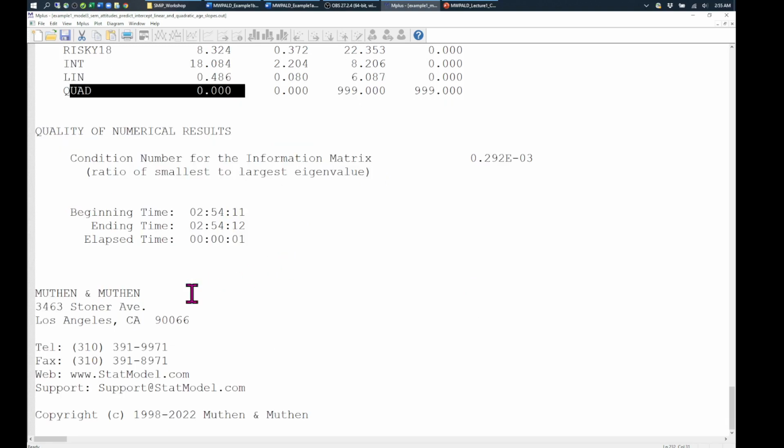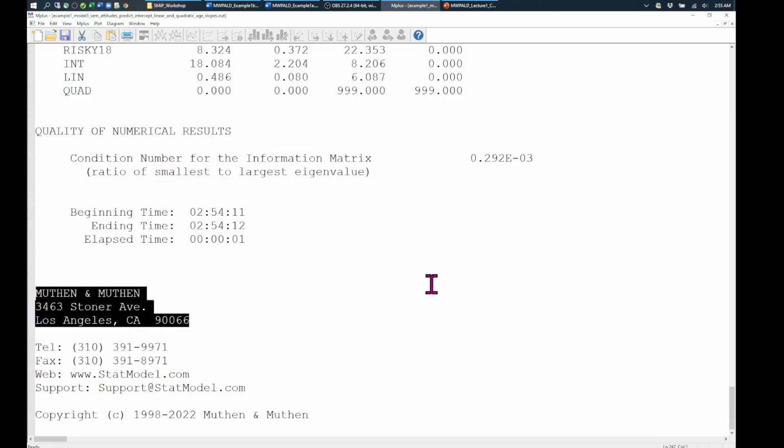All right, and I believe this is where they live, by the way. This is their home address that shows up in every output file. Stoner Avenue. I don't know because I think they're retired, and it's been Stoner Avenue because this company is not a university venture. It's their own thing.